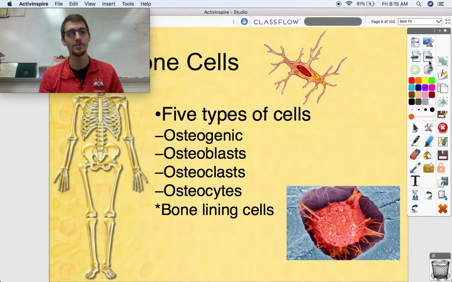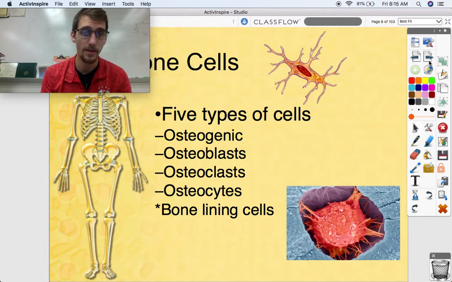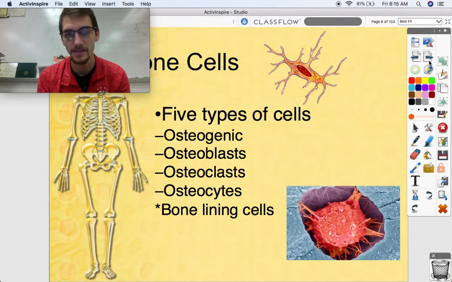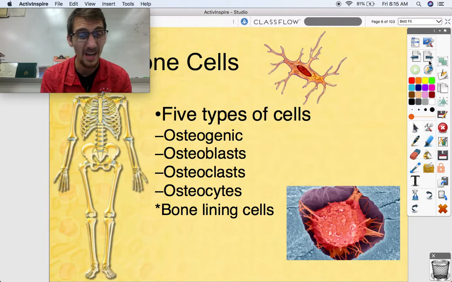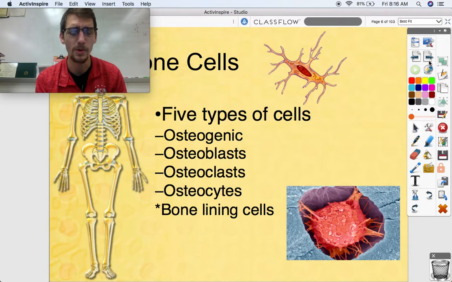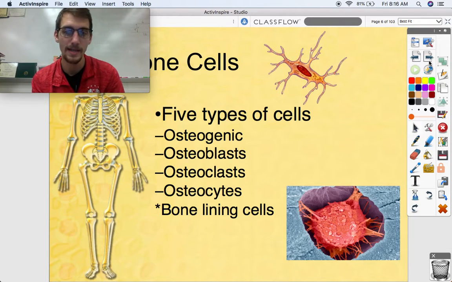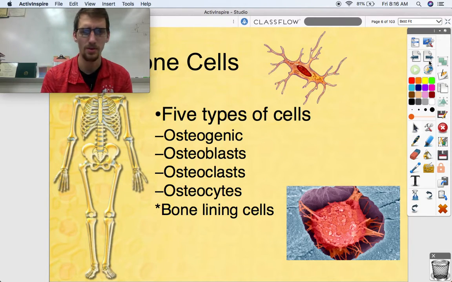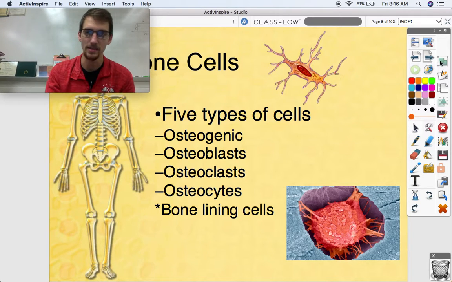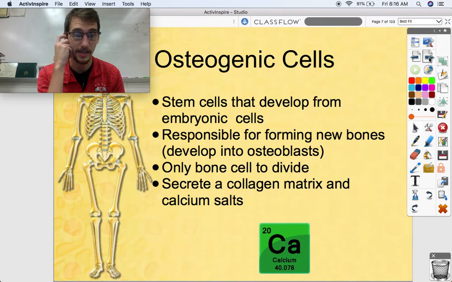So let's talk about our 5 different types of cells that we can find in the skeletal system. We have osteogenic cells, osteoblasts, osteoclasts, osteocytes, and then finally bone lining cells. But those top 4, each of which begins with the word osteo, are going to be the most important ones that we'll talk about. So what do you think osteo means? Osteo is a Latin prefix, or it might be Greek, I don't know, but it's a prefix that means bone. All right, so osteocytes means bone cells. So what are these osteogenics and blasts and clasts? Well, we'll talk about that in just a second.